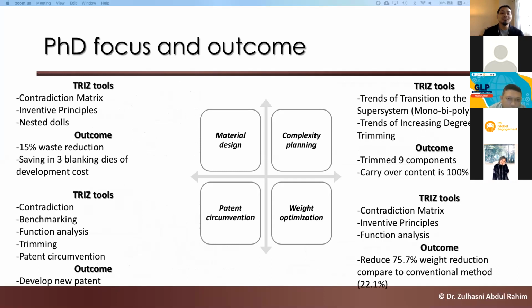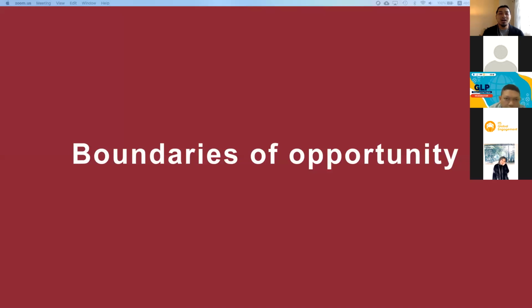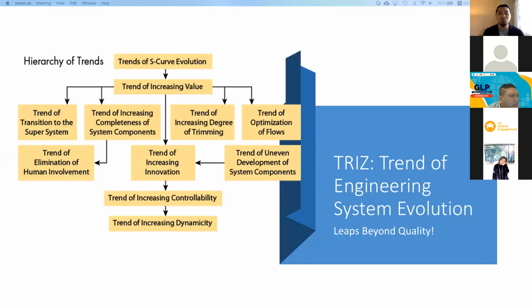And then from the second theory of TRIZ, we can see the progression and changes of technology. In TRIZ, we have the trends of engineering system evolution. We can study what happened in the past, see the changes until today, and use TRIZ to forecast the changes in the future.